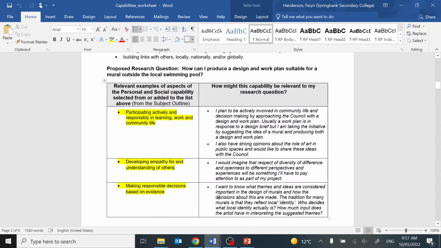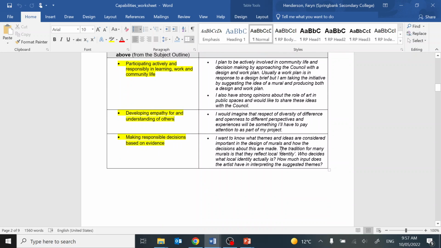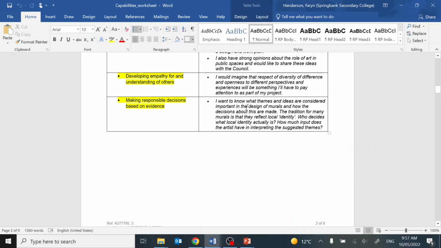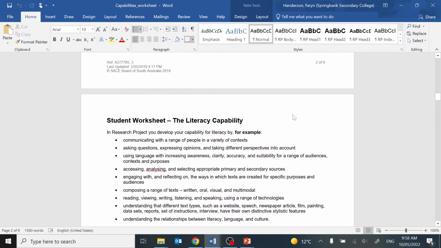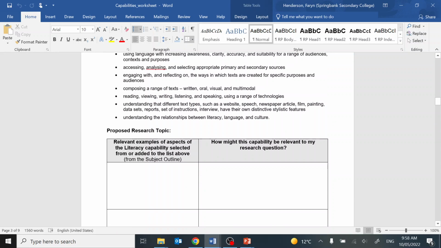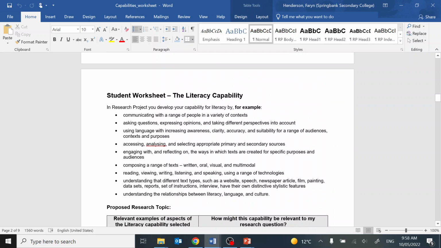I want to know the themes and produced important to my design mural and the decisions that are made about it. So tradition for many murals is that they reflect the identity of the local community. And then they go on to talk about who is the local community, what themes would they suggest.